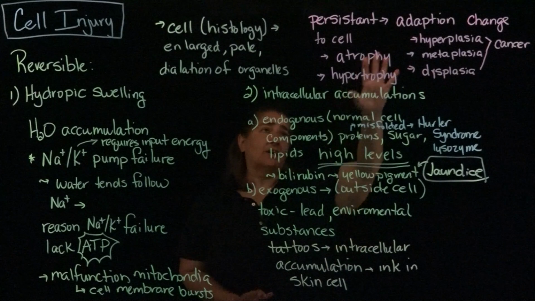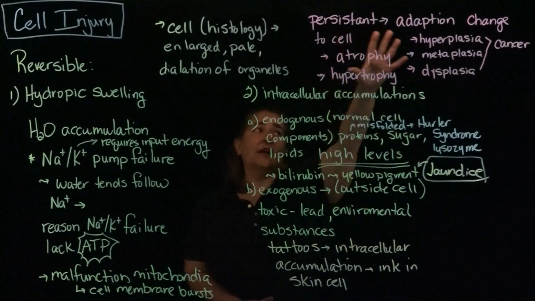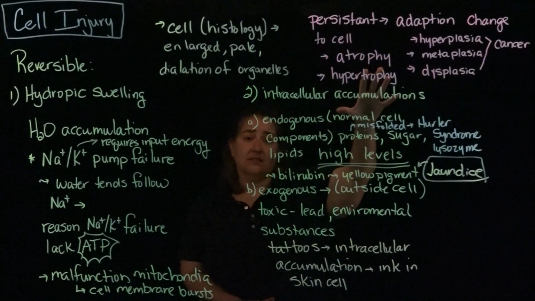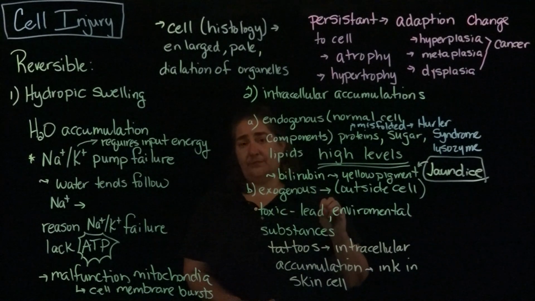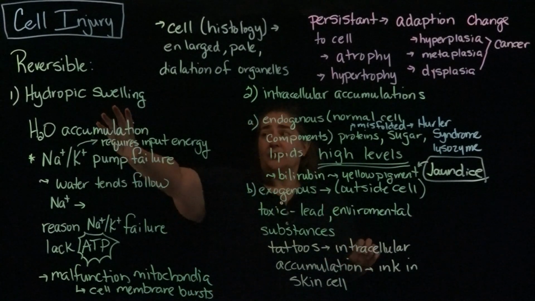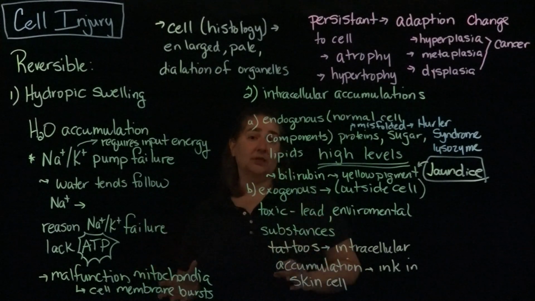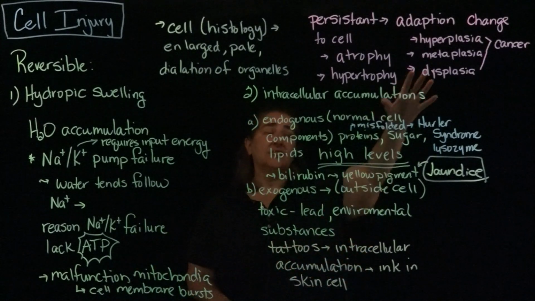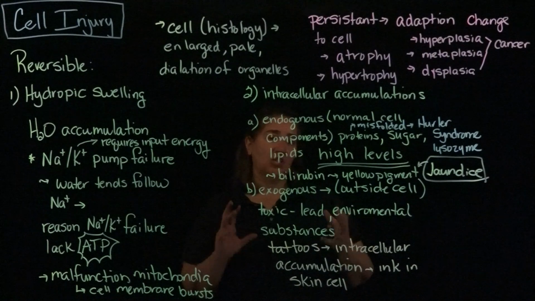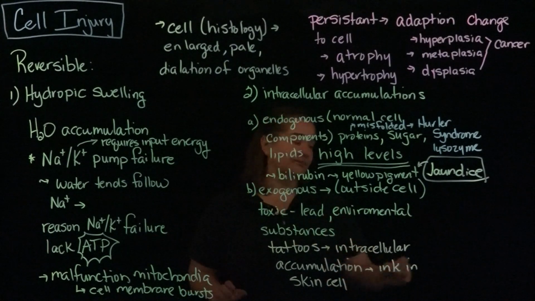So you can have changes that'll happen if now we go into a persistent type of cell injury, all right? Reversible, cell goes back to functioning normally or relatively normal. Persistent, now the cell may change how it works.